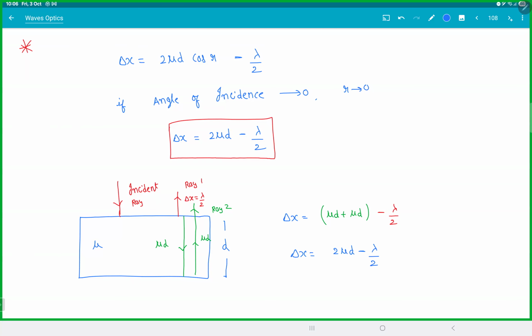We did all that story for 3 pages to prove this when you put theta tending to 0. So remember this is how you have to do. And for first minimum, at a mains level, generally they'll stick to this only. They won't do all that what I taught you right now. Delta x is lambda by 2. We will get 2 mu d minus lambda by 2 is equal to lambda by 2. There, that's your thickness of the film. Clear with this?